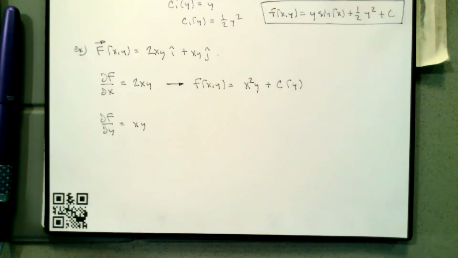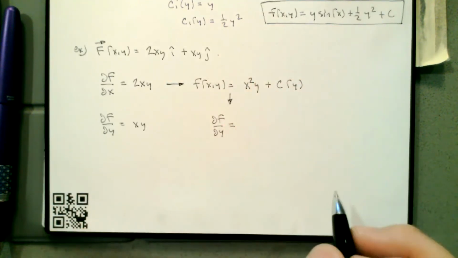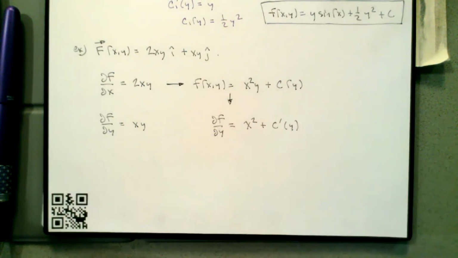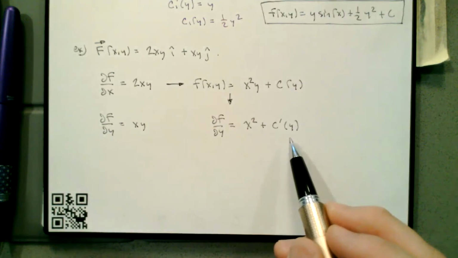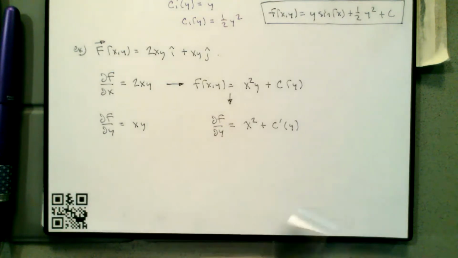Now we'll take the partial derivative of this function with respect to y and try to match it up with our partial of f with respect to y from the vector field. So the partial of f with respect to y is going to be x squared plus c prime of y, and we're not going to be able to match this up. So our c prime of y has to be a function of y only, and we also need this x squared, and we don't have the x squared in our partial of f with respect to y.